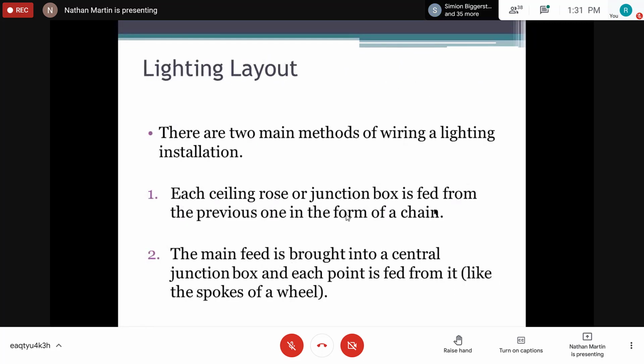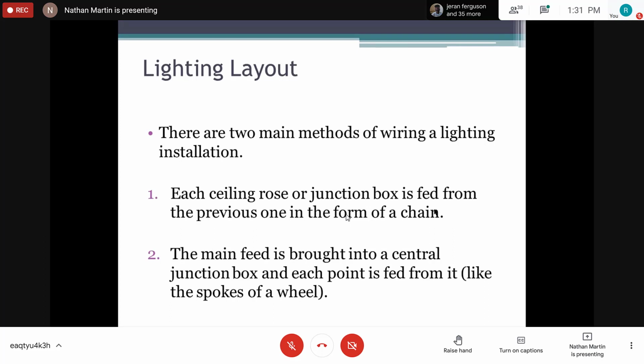So we come to our lighting layout because we talk about getting power to the different sub-circuits. So now we have to talk about your distribution point now to your outlets. Now, one such consumption device is the lighting units, right? There are two main methods of wiring a lighting installation. One is through a ceiling rose or junction box, right? Each is fed from the previous one in the form of a chain. So this is what we call a looping method. So we loop from one box to the next, right? So it's called a looping method, or you can feed from the supply to your individual points.